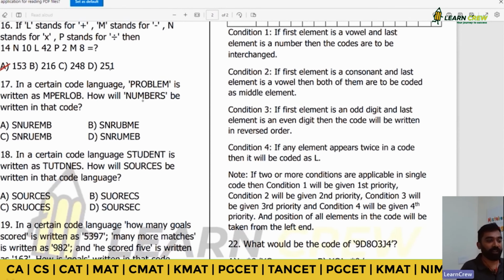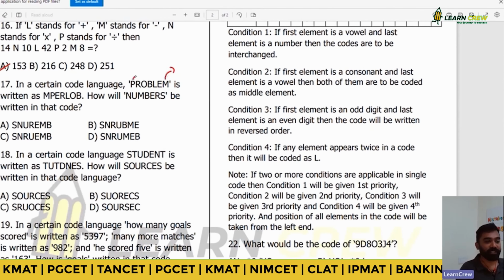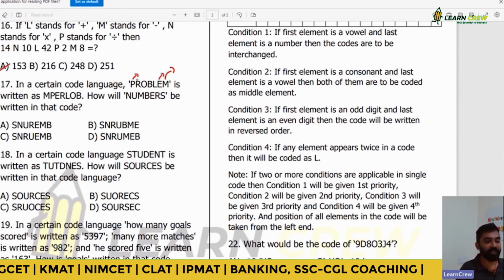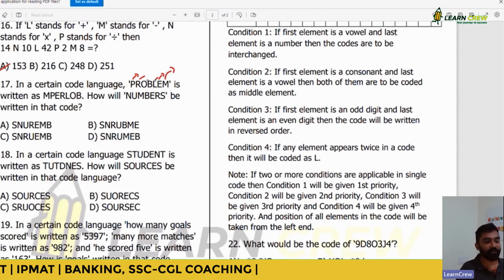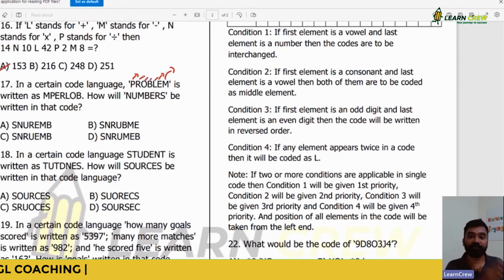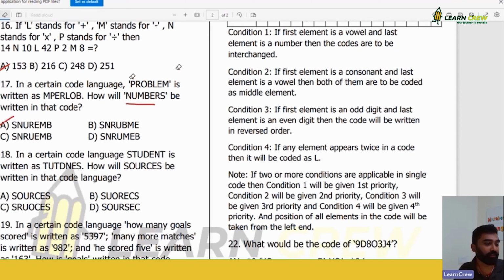Logic: M comes first and then P second. E comes next and then R. L comes next and then O, and then the last one. Last, first, it keeps on going. The same way you can do it for numbers. Answer is okay. Fine. 18th.